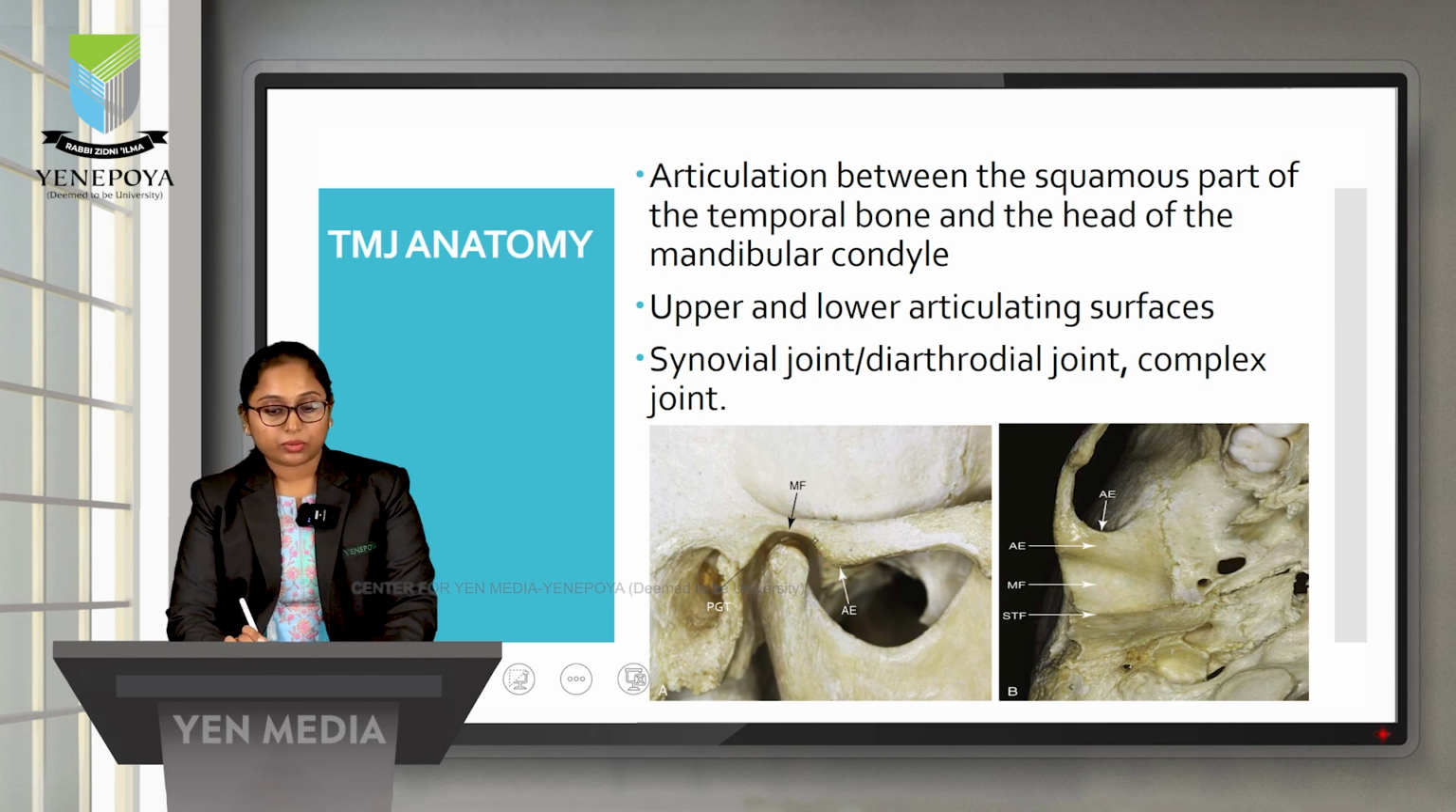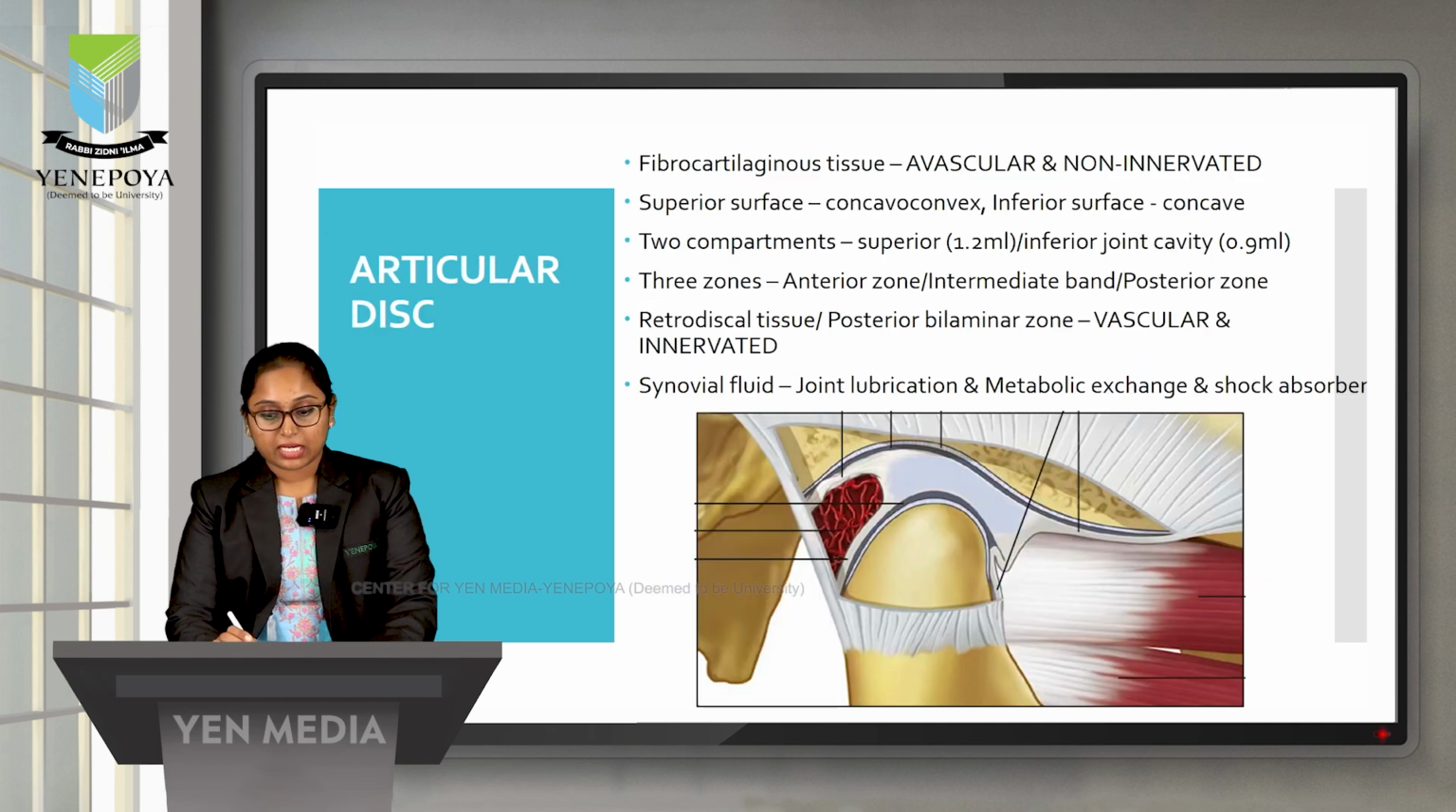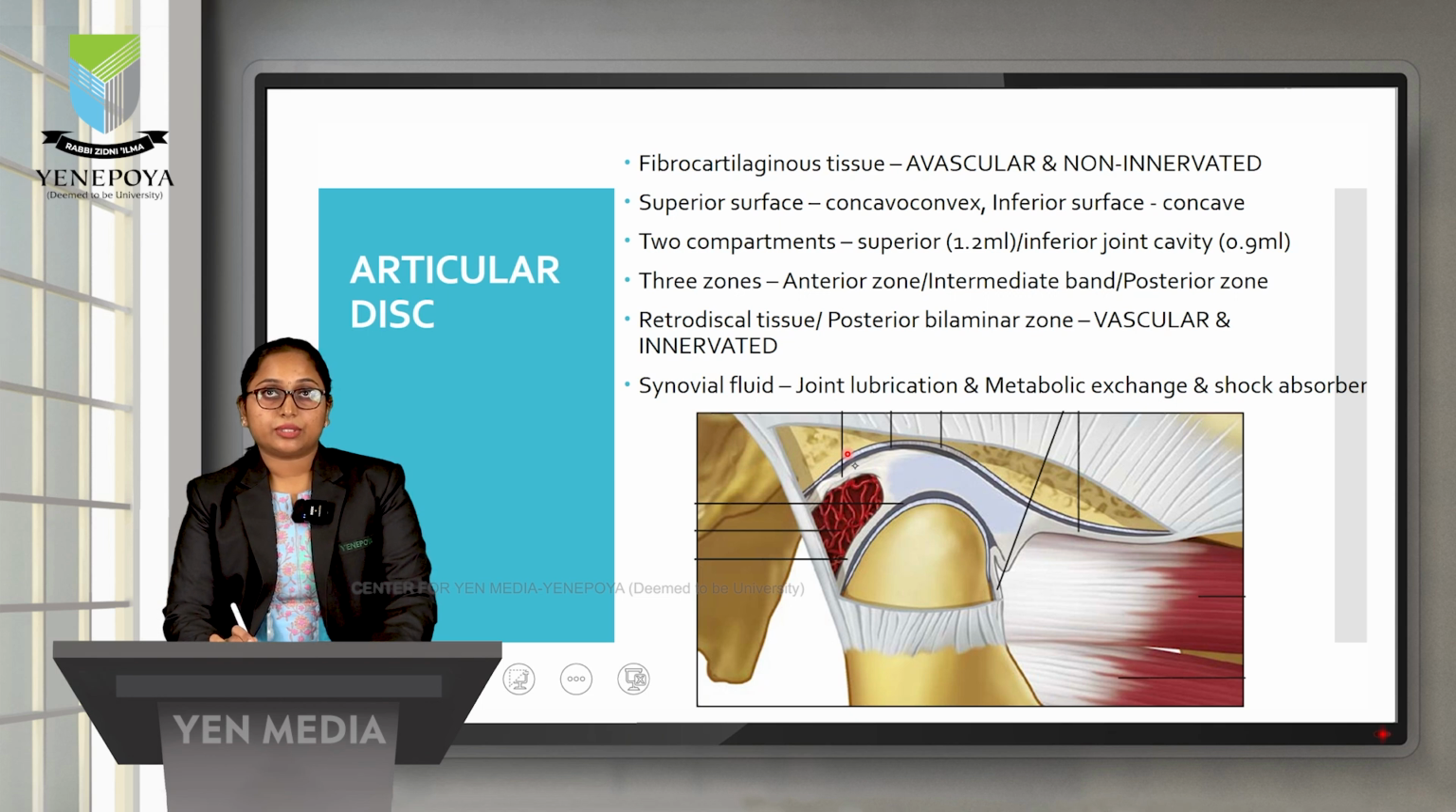In between the upper articulating surface and the lower articulating surface is the articular disc. This articular disc is a fibrocartilaginous tissue, and it is avascular and non-innervated. The superior surface of the articular disc, as you can see in the picture, is concavo-convex, whereas the inferior surface is concave. The articular disc divides the joint cavity into two compartments, the superior joint cavity and the inferior joint cavity.